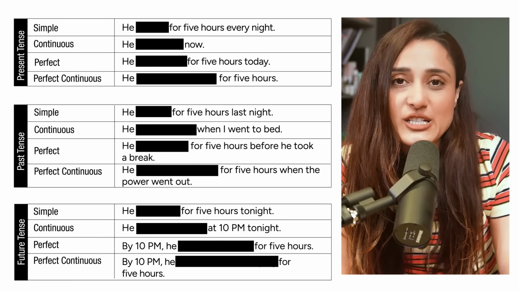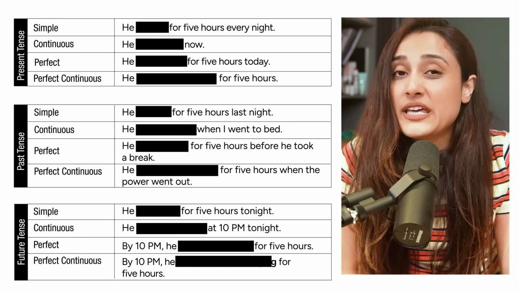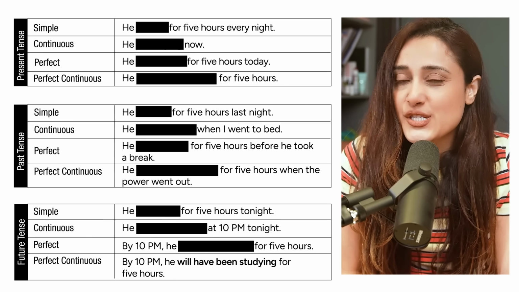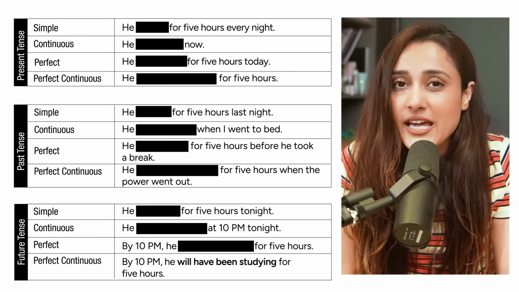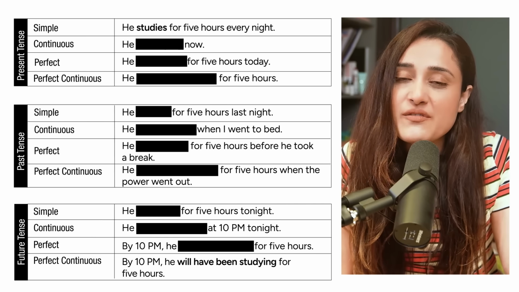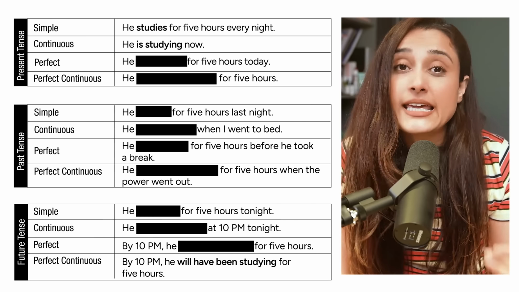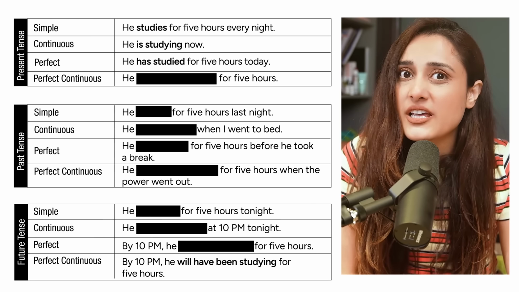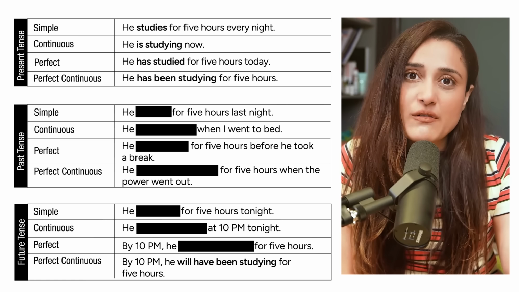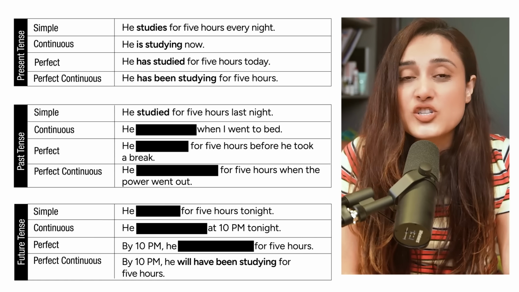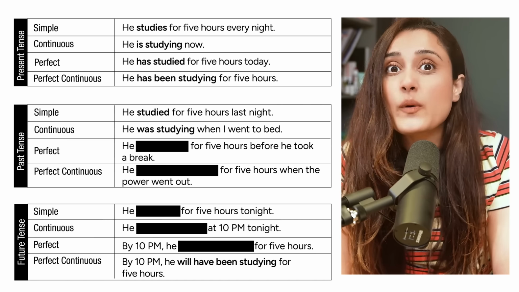Future perfect continuous. By 10 p.m., we will have been studying for 5 hours. He studies for 5 hours every night. He's studying now. He has studied for 5 hours today. He has been studying for 5 hours. He studied for 5 hours last night. He was studying when I went to bed.